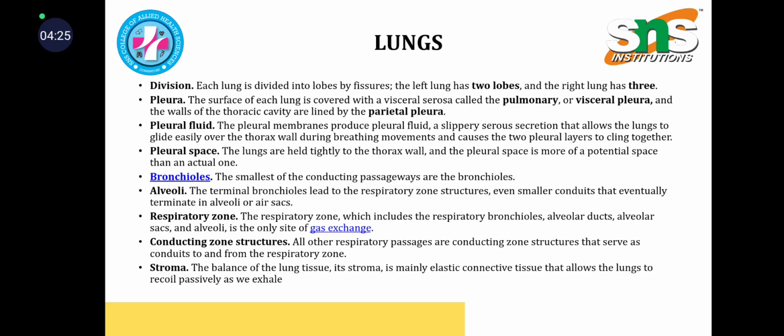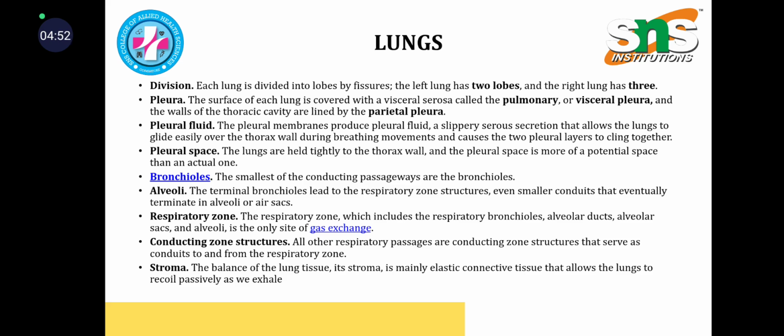Bronchioles. The smallest of the conducting passageways are the bronchioles. Alveoli. The terminal bronchioles lead to the respiratory zone structures, even smaller conduits that eventually terminate in alveoli or air sacs. Respiratory zone. The respiratory zone, which includes the respiratory bronchioles, alveolar ducts, alveolar sacs, and alveoli, is the only site of gas exchange.